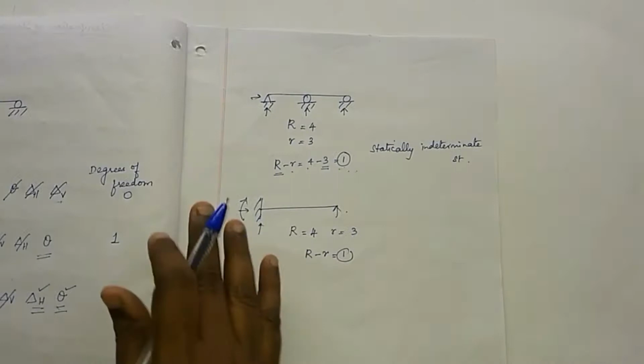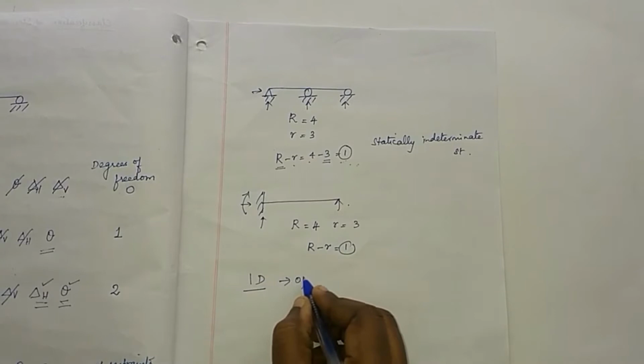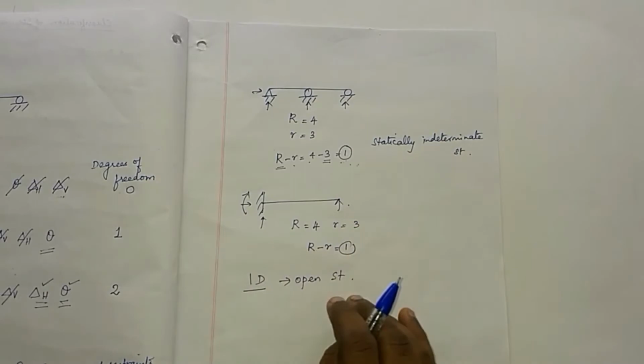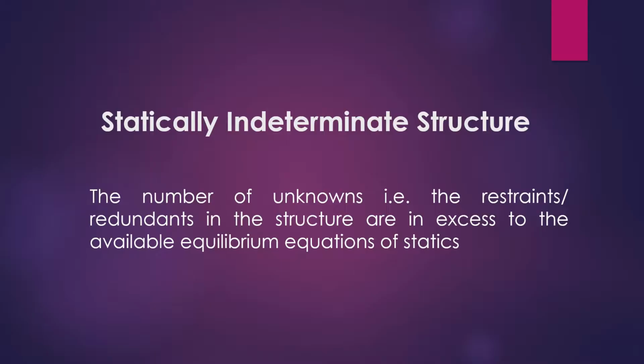So all these are one dimensional structures. One dimensional structures are open structures. It doesn't have any closed configuration. All these are just open. If the unknowns in the given structure cannot be determined with the equilibrium equations alone, it needs some extra equations to find the unknowns. In that case, we tell the structure as a statically indeterminate structure.